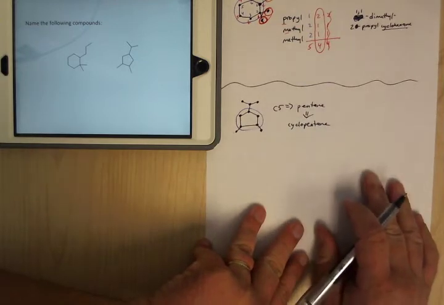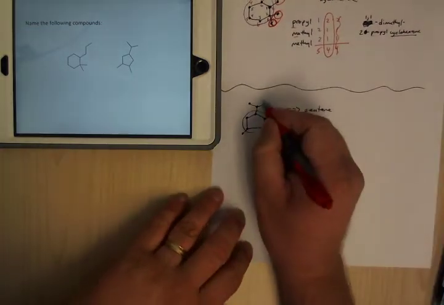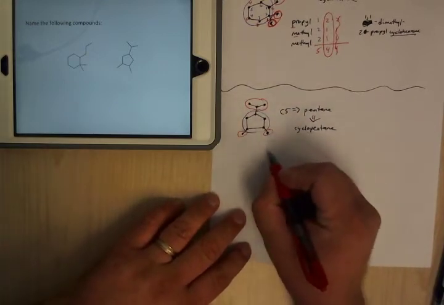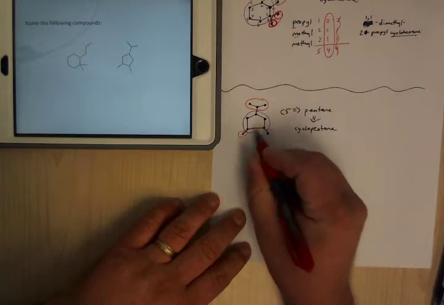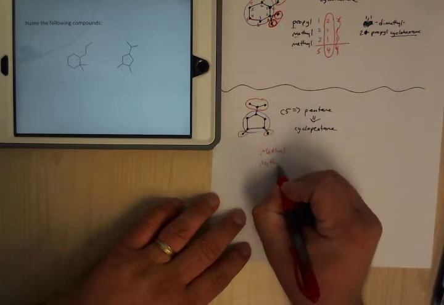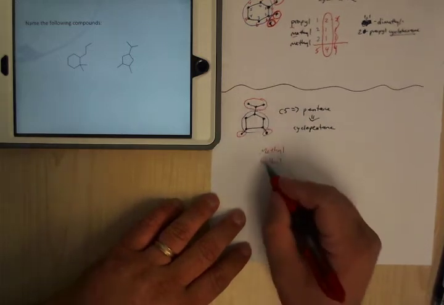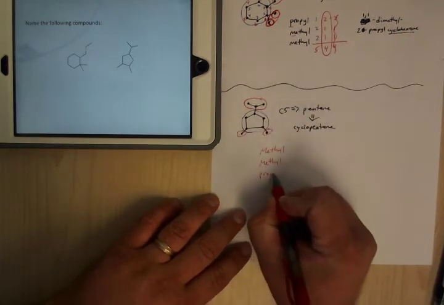Okay, so then our side chains. We have this group, that group, and that group. So we have a methyl, methyl, and then this one here. It's 3 carbons long, so it's a propyl group.